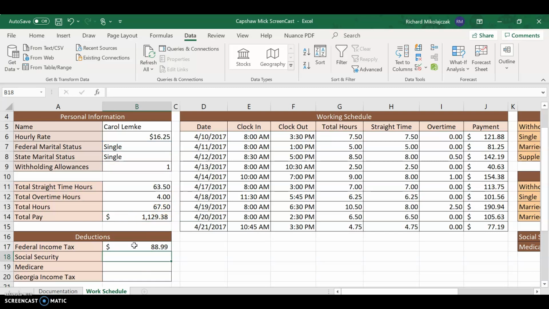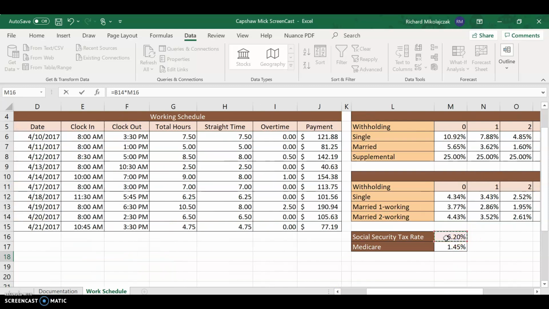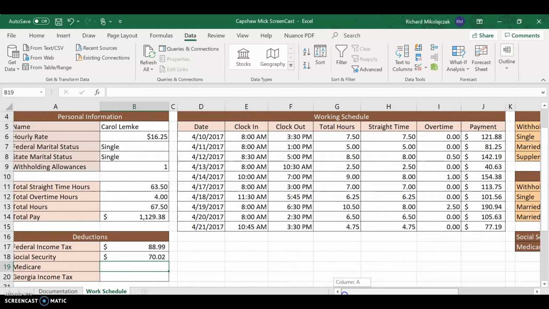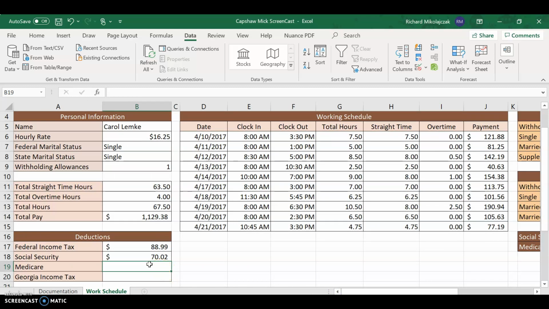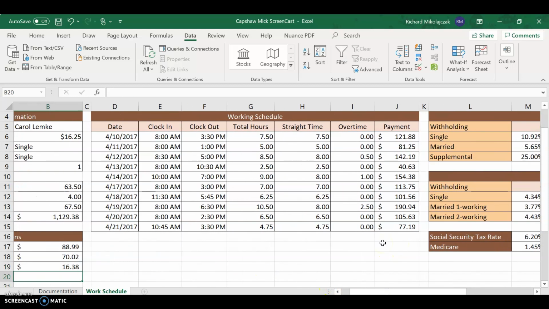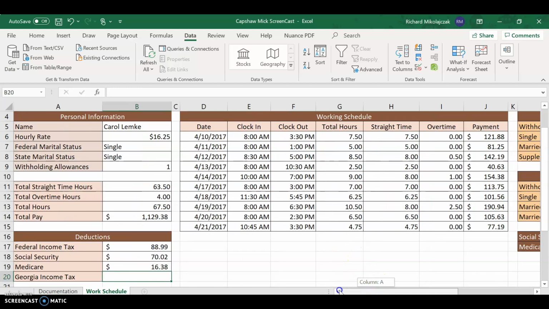Social Security is going to be a little different. We already know what our total pay is. All we're going to do is multiply it times Social Security. And there you have it. So the next one will be the same with Medicare. It will equal total pay times Medicare. There you have it. Enter. And we're done with Medicare.